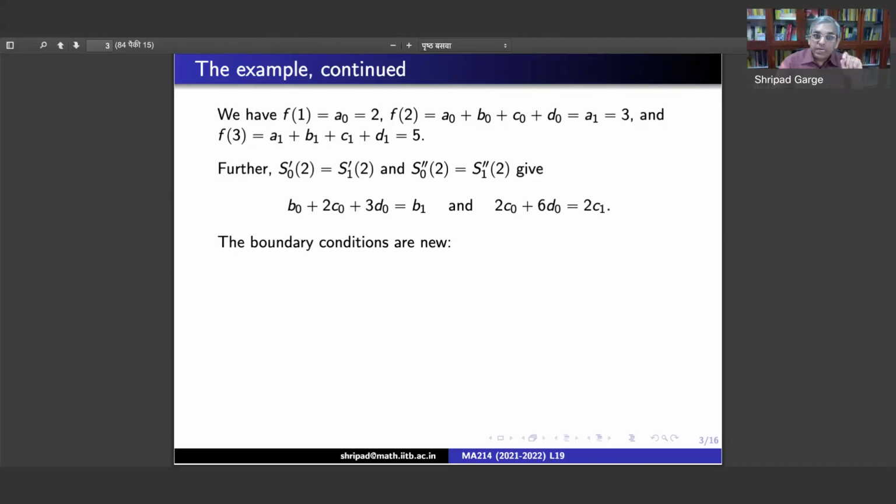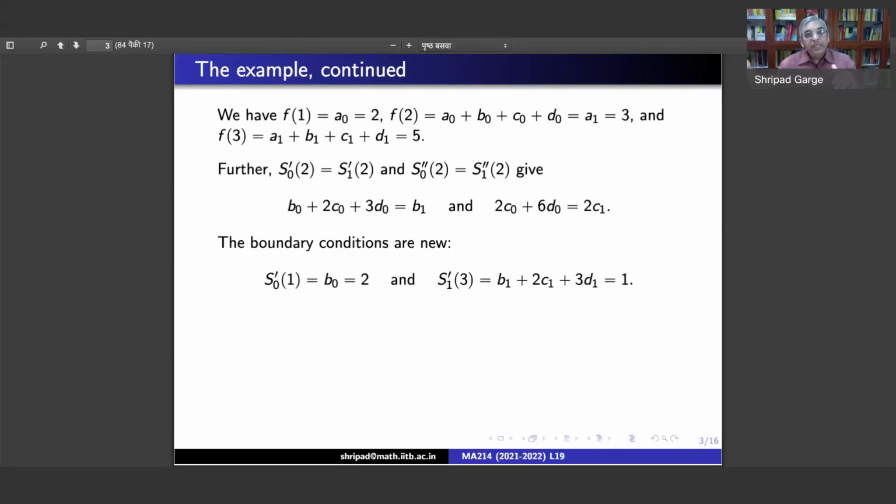Those are the new conditions. S0 prime at 1, which is the leftmost endpoint. If you compute the derivative and put x equal to 1, you are going to get b0. We have that this derivative value is 2. So b0 is equal to 2. And we have that S1 prime at 3, the final endpoint, is equal to 1. So it gives you b1 plus 2c1 plus 3d1 equal to 1.